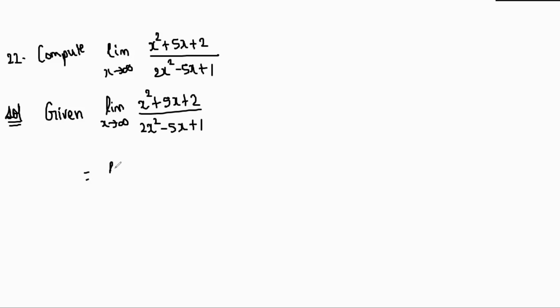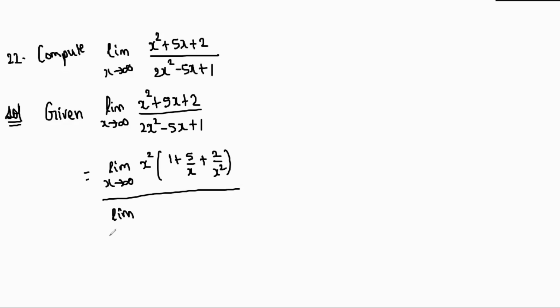Now we need to take the highest power of x common from the numerator and denominator. So we take x square common. So we get 1 plus 5 by x plus 2 by x square by, again we take x square common, so we get 2 minus 5 by x plus 1 by x square. X square gets cancelled. So limit x tends to infinity.